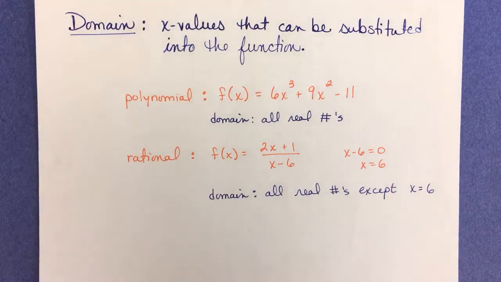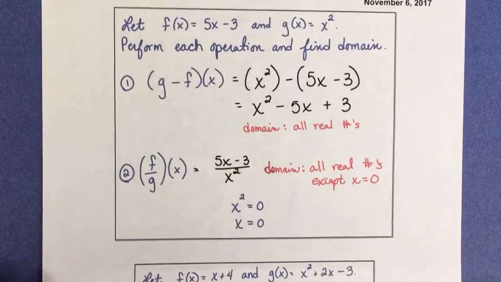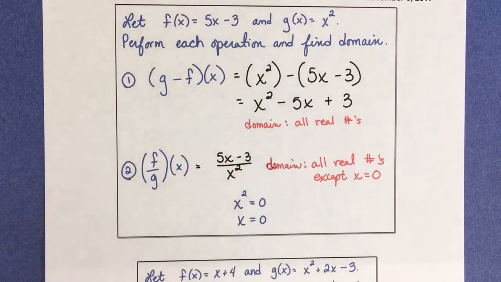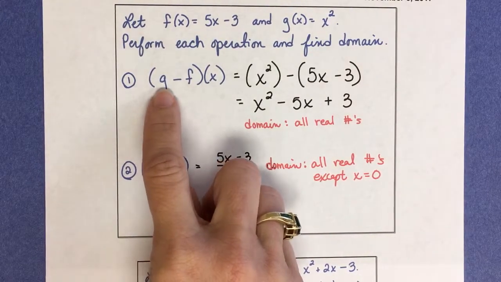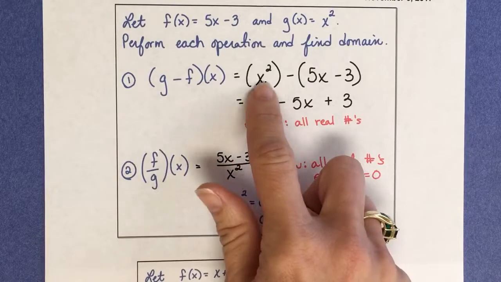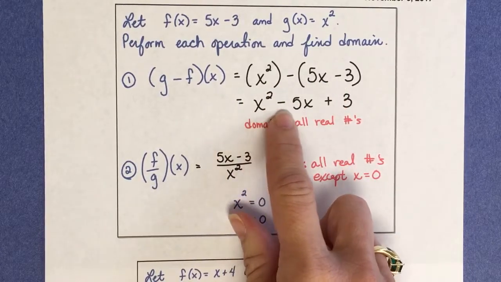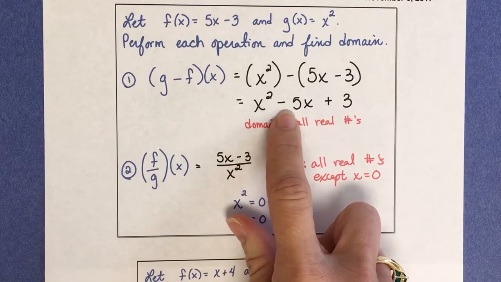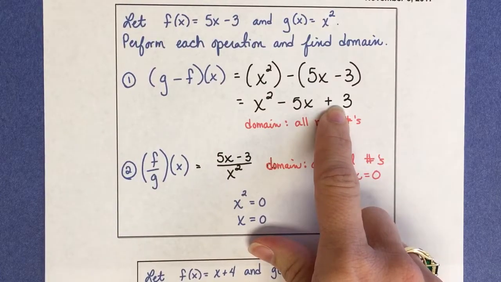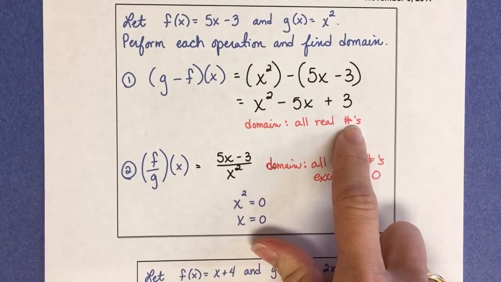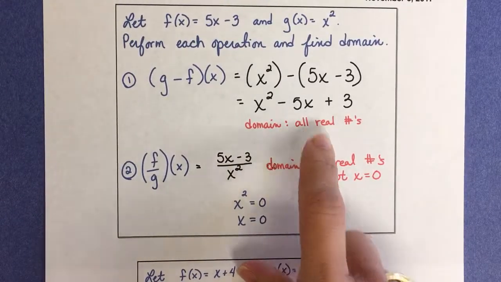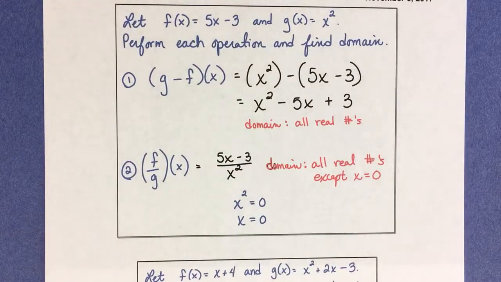Okay, so what I want to do is, these are actually the problems that I worked for you earlier. So you can actually just go back and add this to the notes. So if you go back to where we had worked g minus f of x, and once we simplified this, we had x squared minus 5x plus 3. This is actually a polynomial. And because that is a polynomial, I told you that if it's a polynomial, your domain is all real numbers. So you do need to go back in and add this to your notes, that your domain is all real numbers.